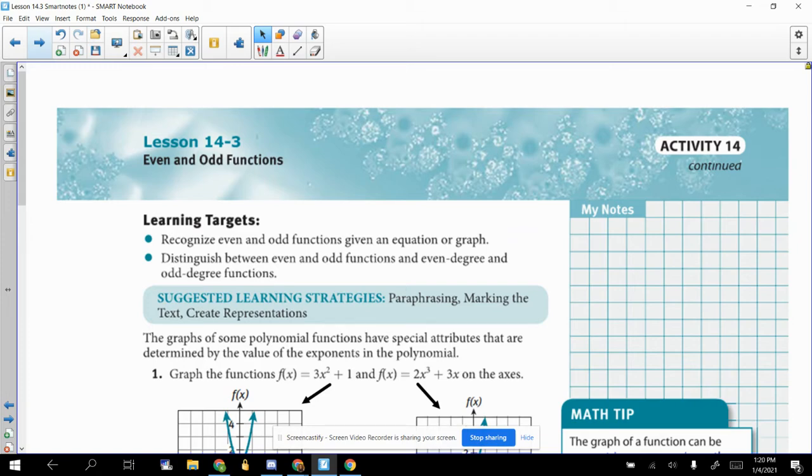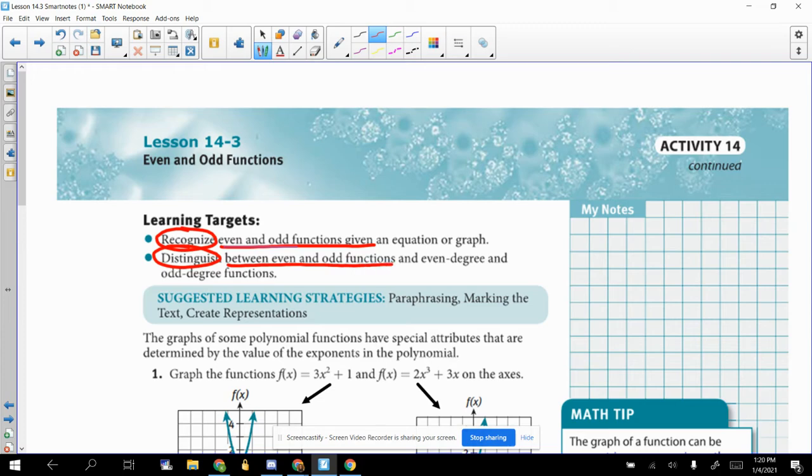All right, so we are going to recognize even and odd functions given an equation or graph. So we'll be able to recognize them both ways. And then we are going to distinguish between even and odd functions and even degree and odd degree functions.